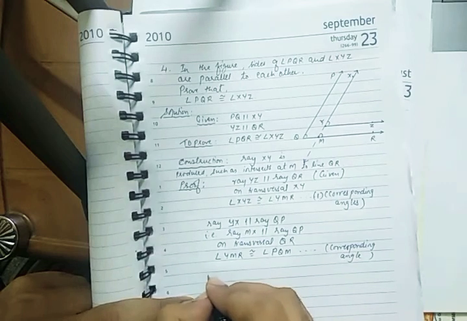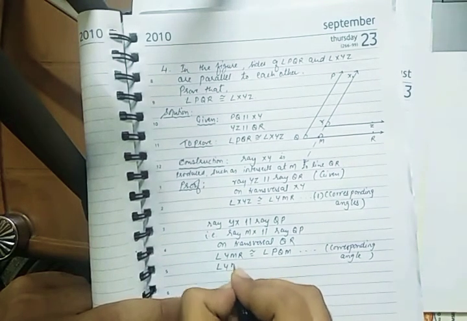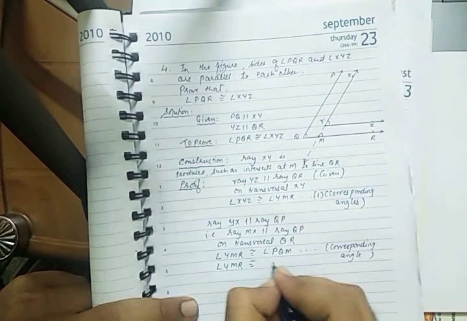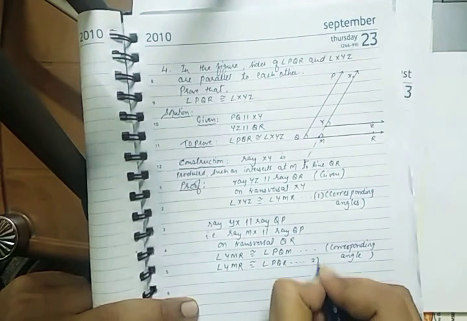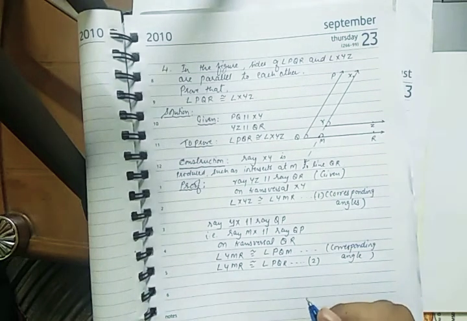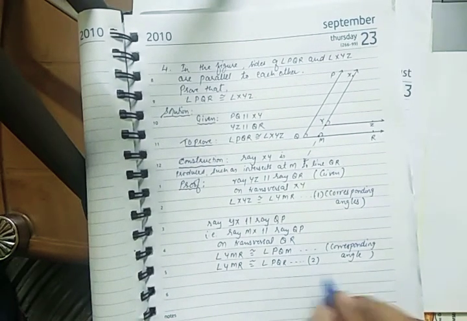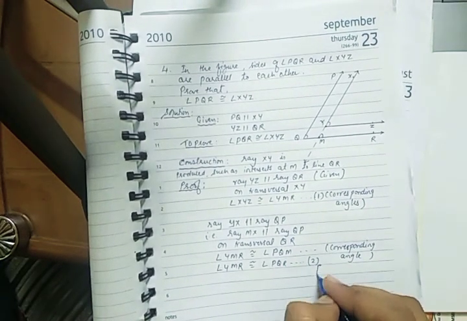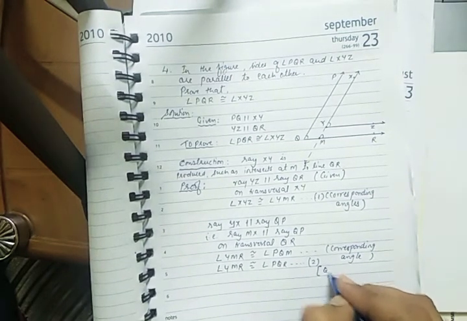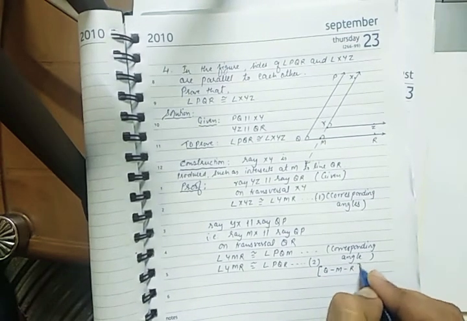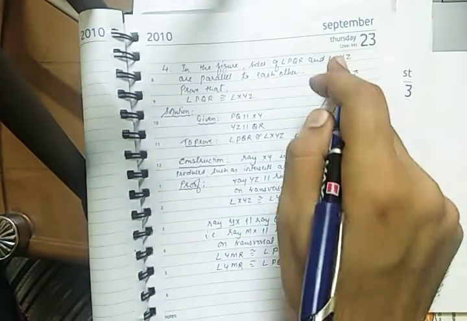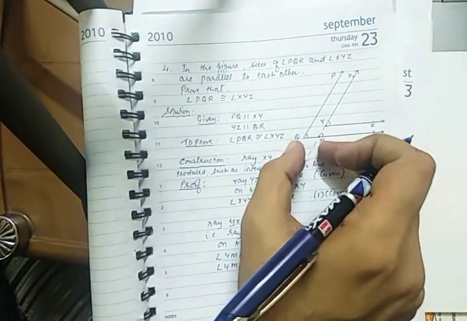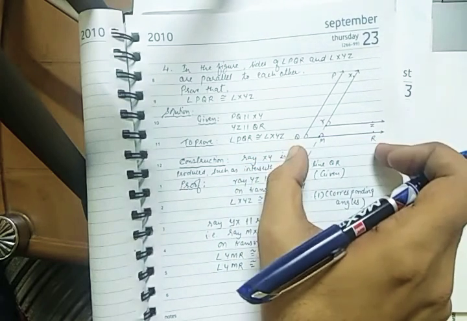So I'll write here angle YMR is congruent to angle PQR. This could be marked as the second one. Okay. So what could be the reason behind this? You have to mention here, because Q, M, R are collinear, PQM can also be read as PQR, because QM and QR are one and the same ray.